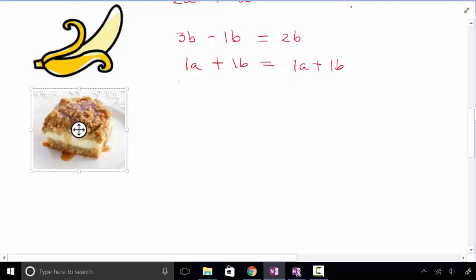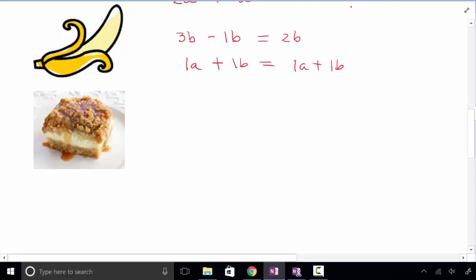Now, in order to be able to add the numbers together, they both have to have the same variable, right? So you need to have B and B to be able to add them together. You need to have A and A to add them together. If you have A and B, you can't add them together. All you're going to do is just rewrite it. Understand? Very important.